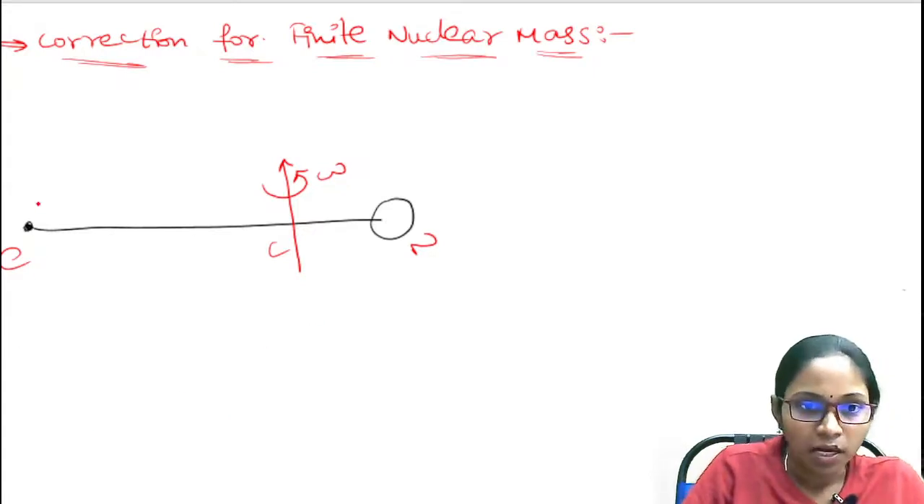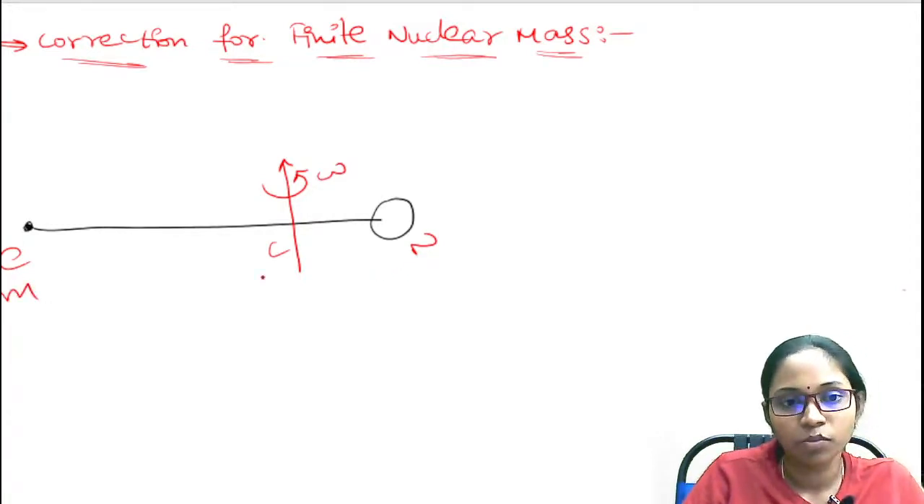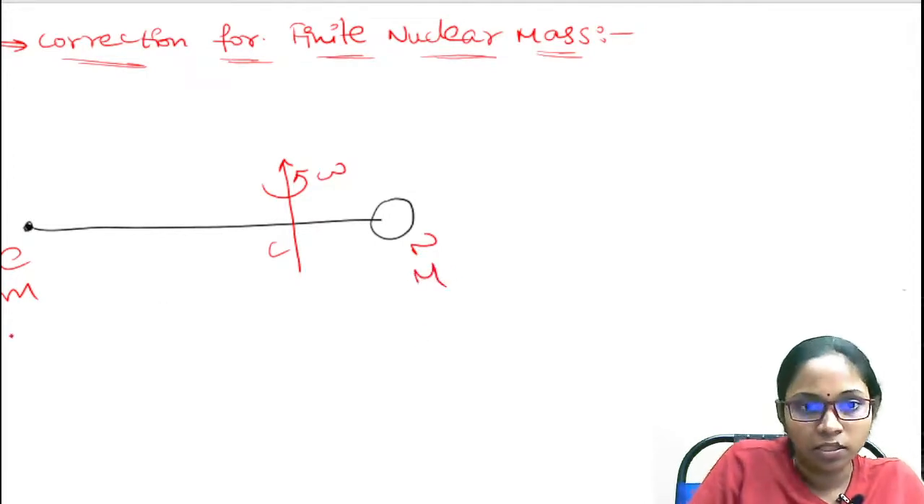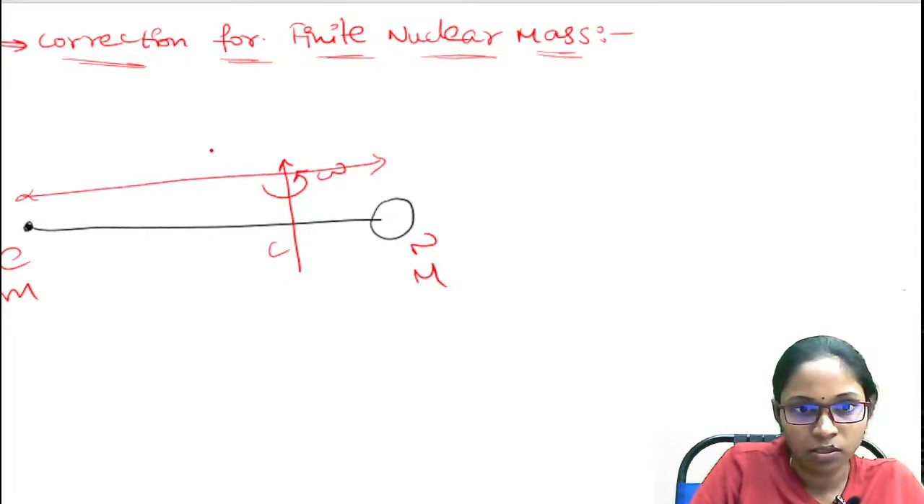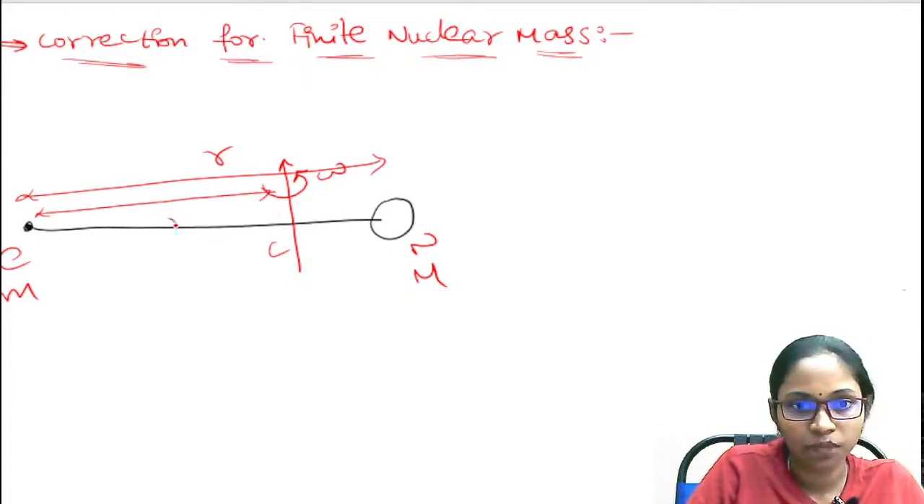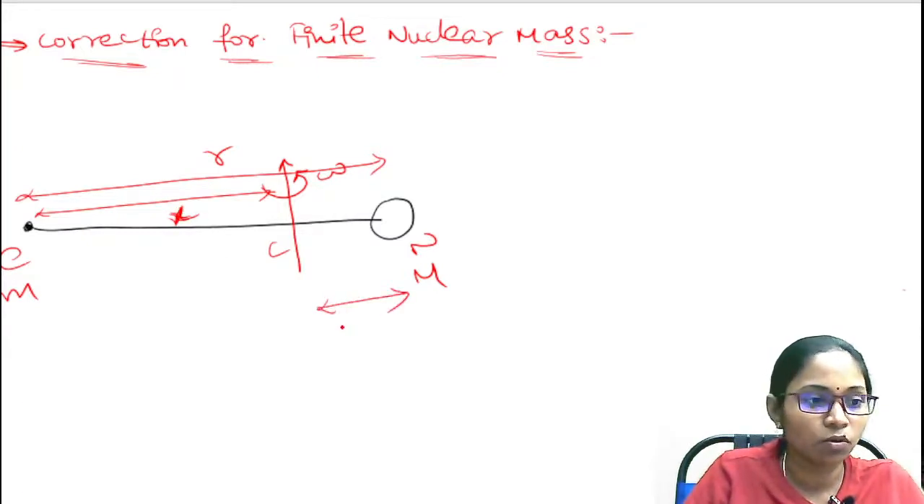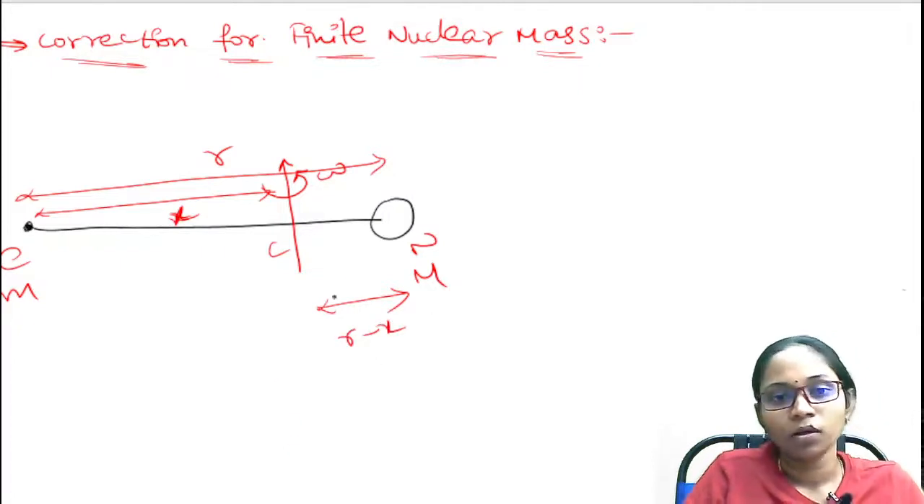I'm considering the mass of the electron as small m and the mass of the nucleus as capital M. The distance between these two charges, the electron and the nucleus, is r. If the distance of the electron from the center of mass is x, then what will be the distance of the nucleus from the center of mass? Write a comment. The distance will be equal to r minus x, right?